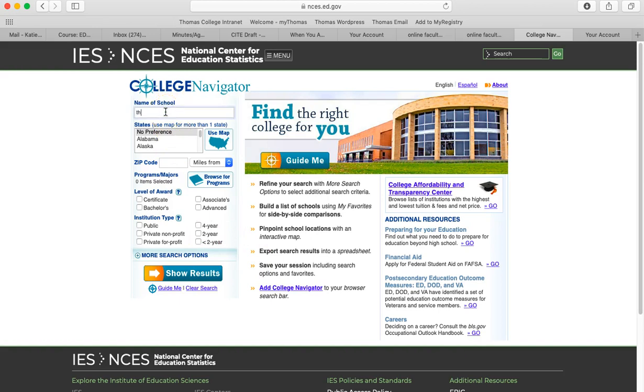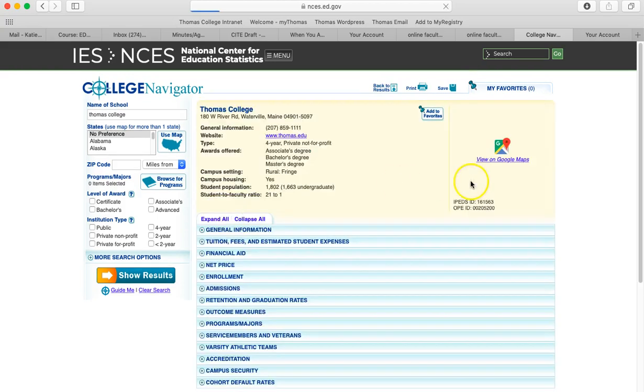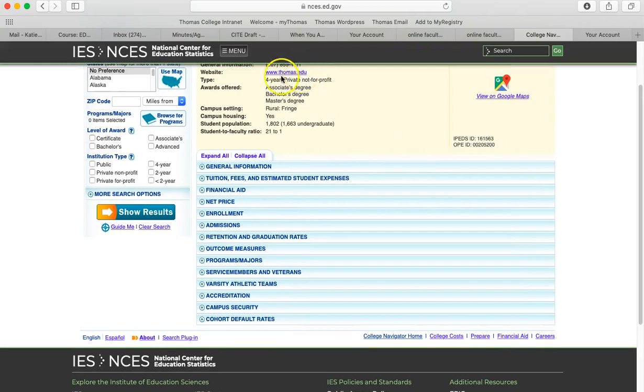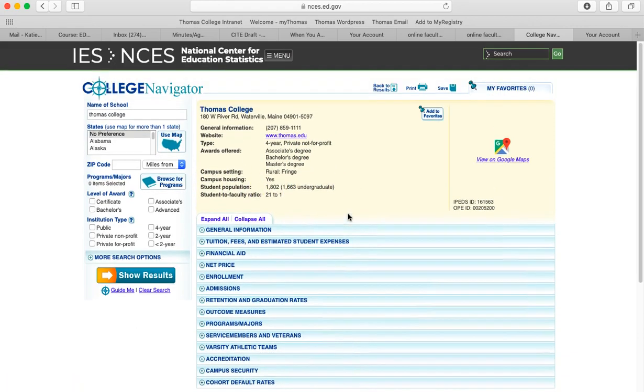So if I were to type in Thomas College here, it'll give me first of all, a list. I want Waterville. And it gives me a lot of information about that. It gives me the snapshot of what it is. It's a 4-year private nonprofit, the types of degrees that it awards, the campus setting, whether or not there's campus housing, population, and student-to-faculty ratio. Again, sometimes this is about a year or 2 behind.